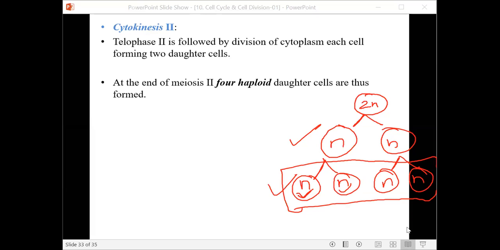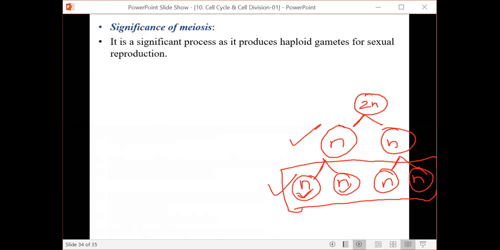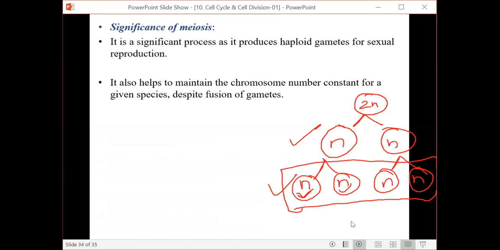Just like we saw the significance of mitosis, we will see the significance of meiosis. What is the main significance? It is the process to produce haploid. We will get haploid gametes. Then it also helps in maintaining the chromosome number constant.